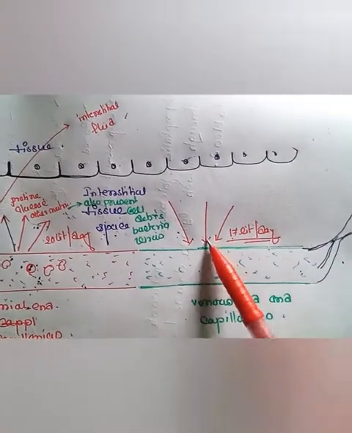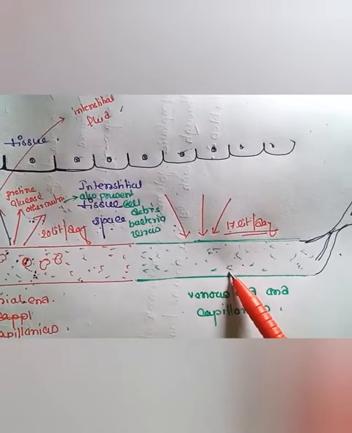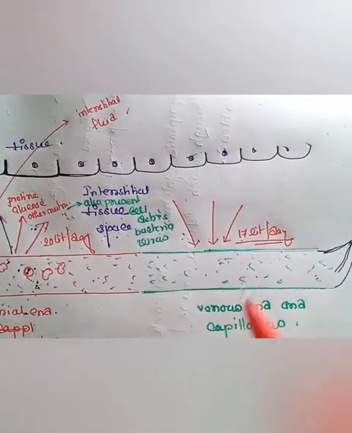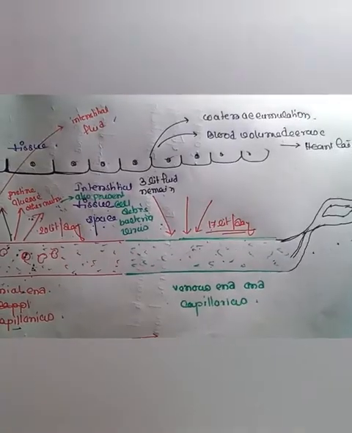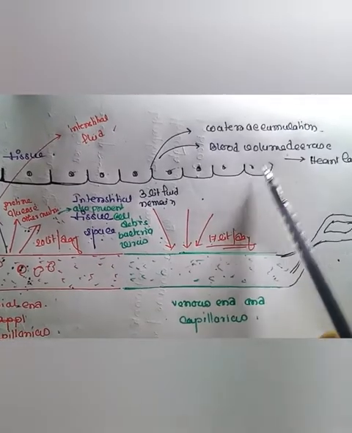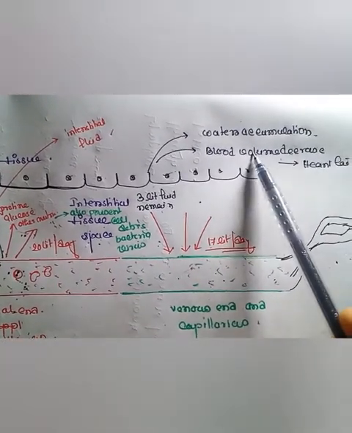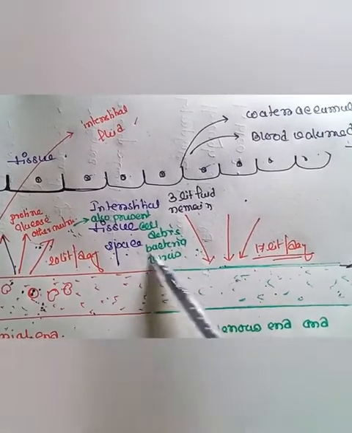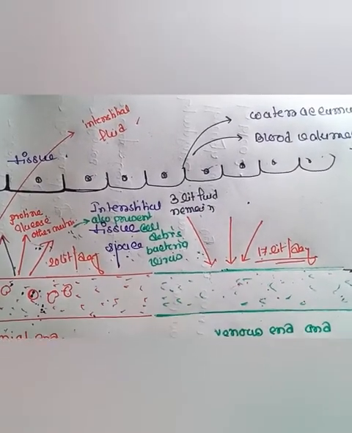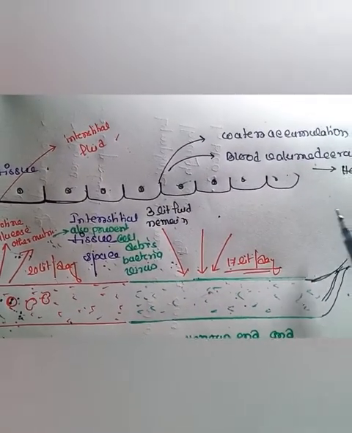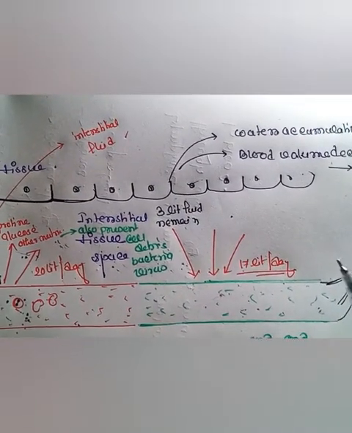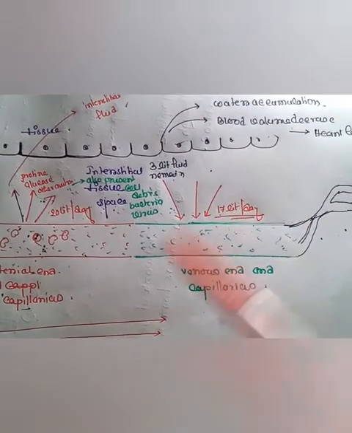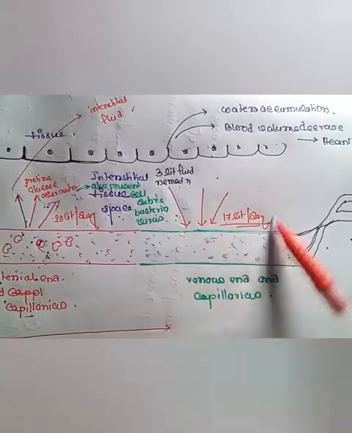If the 3 liters of fluid are not returned into the circulatory system, what problem will occur? This 3 liters of fluid can cause water accumulation, and if it remains in the interstitial space, blood volume decreases. For that, heart failure can occur. So it is mandatory to return the 3 liters of fluid into the circulatory system.